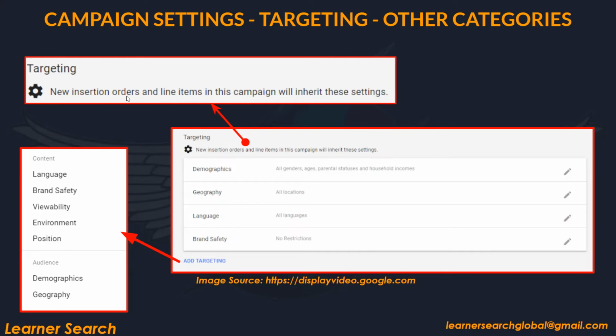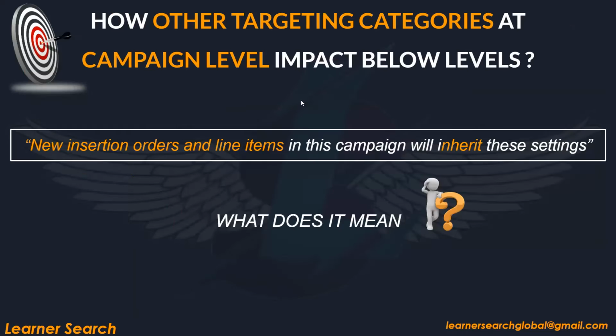New insertion orders and line items in this campaign will inherit. That means there is no impact on the existing ones. How other targeting categories at campaign level impact below levels. So new insertion orders and line items in this campaign will inherit these settings. So please remember. What exactly it means, we shall look into that.